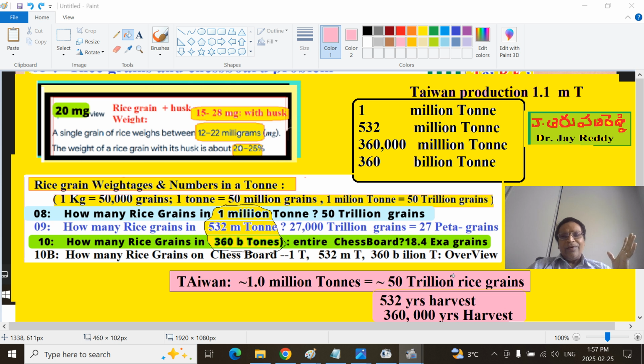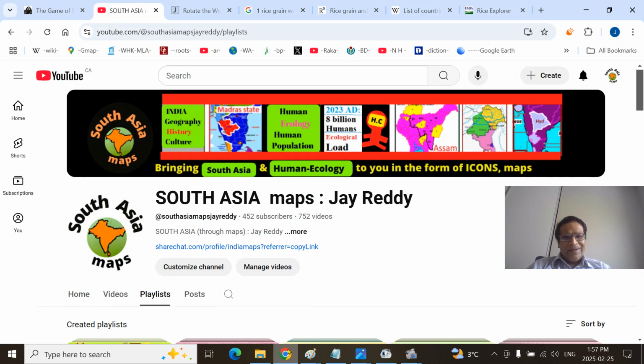Then around the 55th square or so the global harvest will stop. And if you want to fill the entire chessboard, you need this many years of Taiwan harvest. And if you want to fill the global harvest, this many years of Taiwan harvest. If you start harvesting grains like Taiwan, you need 360,000 years to fill the entire chessboard, and start imagining the complexity of that. We'll look at some of the numbers here.